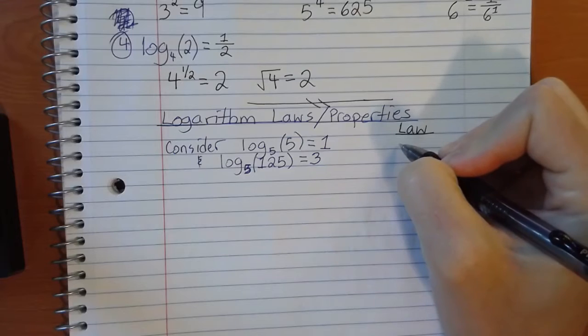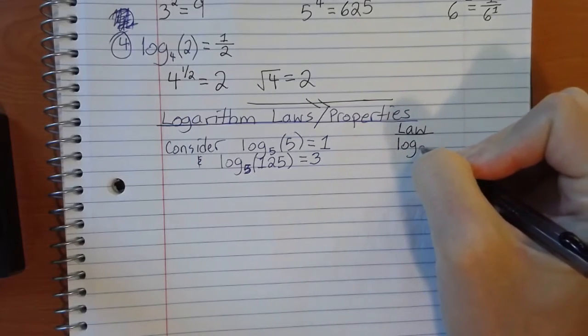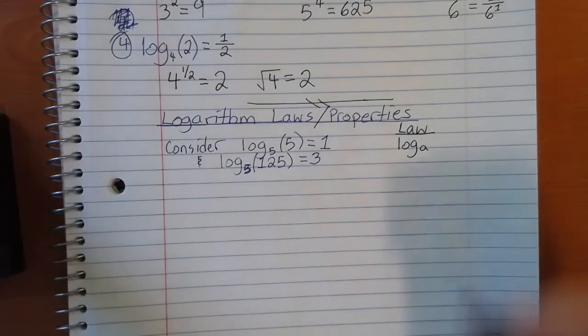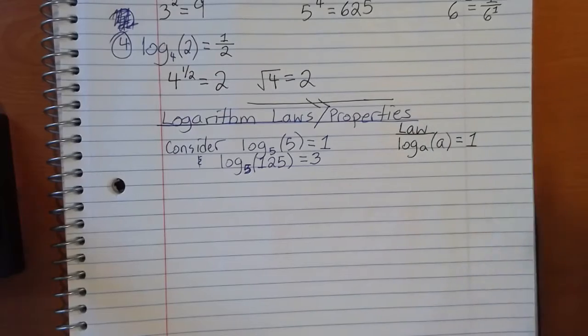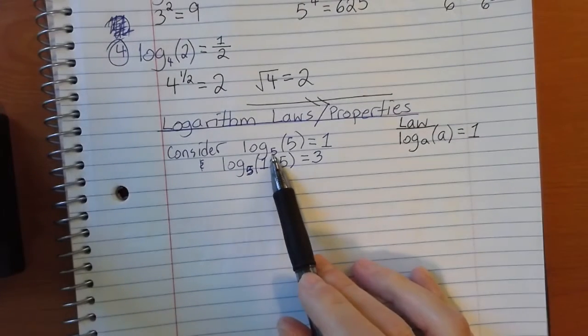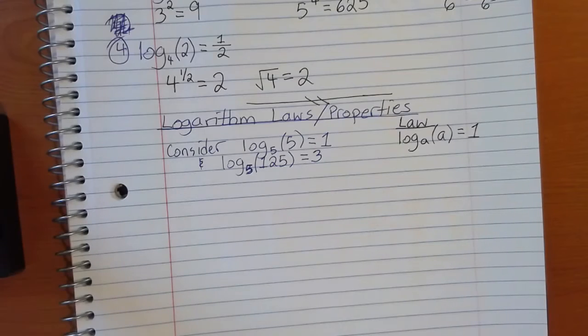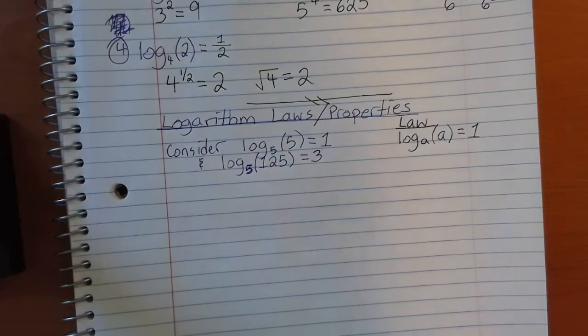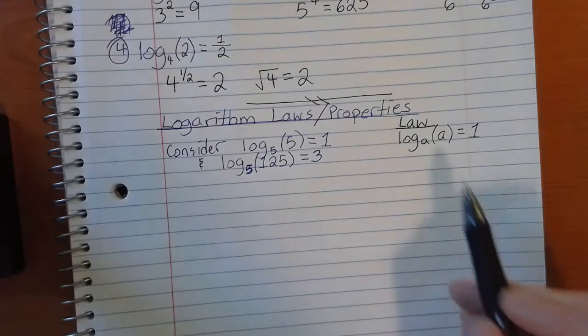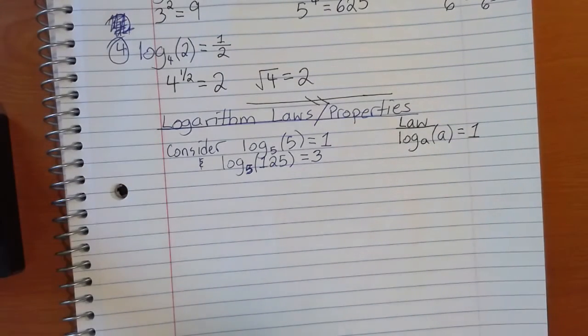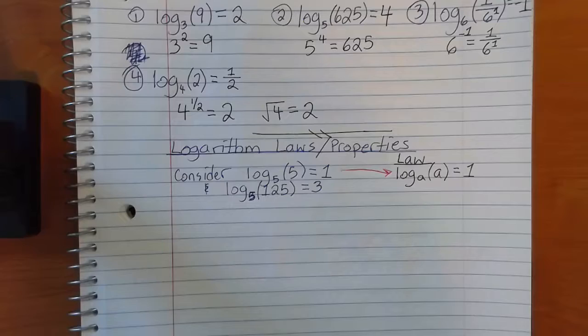Our law number 1 is that log of any base we want, A, of the same number is always going to equal 1. Just like how we saw that log base 5 of 5 is equal to 1. Well, 5 to the power of 1 equals 5. We could say log base 8 of 8 is equal to 1. We could say log base 16 of 16 is equal to 1. Anything to the power of 1 equals itself. So log base A of A is always equal to 1.